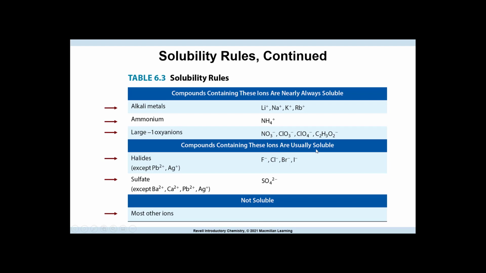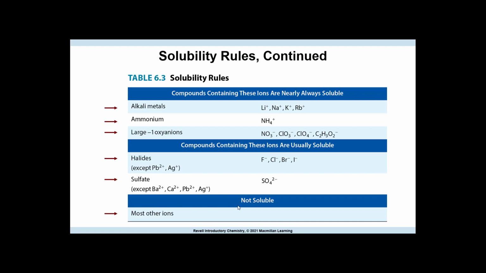Compounds containing these ions are usually soluble. What does that mean? That means that if you have these compounds attached to whatever cations, they will be soluble, except these two. Anything that's attached to these two halides, with halides meaning any of these, will not be soluble. Sulfates are usually soluble, except when attached to these. If it's not attached to these, it's soluble. Most other ions are not soluble. I do not like this table. I just think it could have been done better, but this is what they gave us to work with.